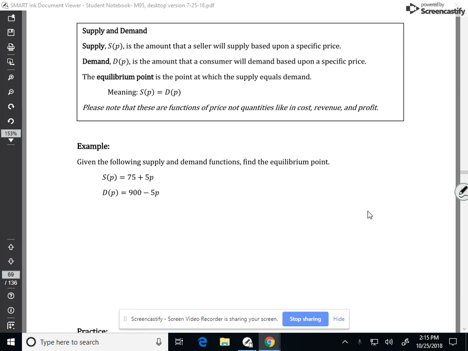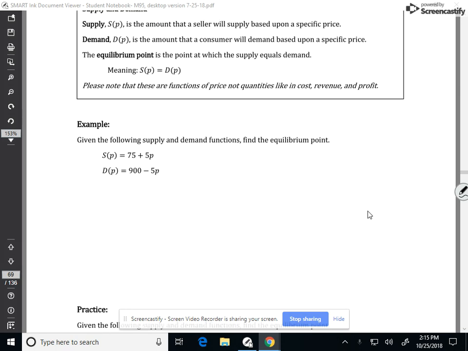So if we look at our example here, it says, given the following supply and demand functions, find the equilibrium point. So again, we know from our definition that the equilibrium point is when these two equations are equal to each other. So I've got my supply function, my demand function, and I want to set them equal to each other.